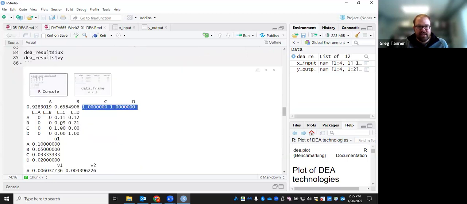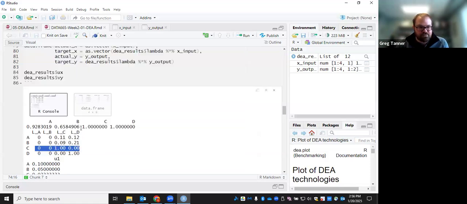Here's the targets. Notice now that the targets for A is a combination of both C and D, and about an equal combination of both. So if you take 11% of C and 12% of D and add those two together, you make a target for A. If you take 9% of C and 21% of D, that makes a good target for B. And then notice both C and D are their own targets because the C lambdas are 0, 0, 1, 0, which means that it would just pick out its own input and own outputs as its own target.